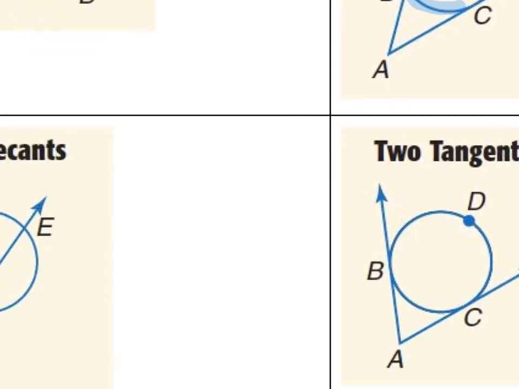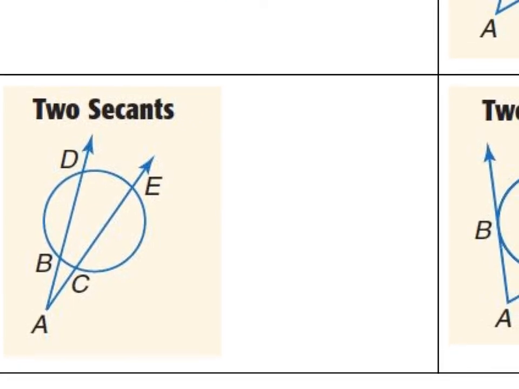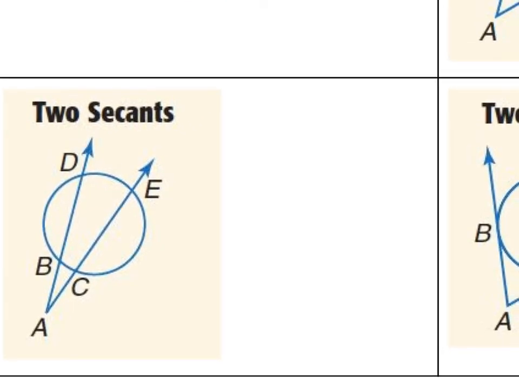So this same rule really is going to apply for 2 secants. You can probably guess just by looking at it that angle A is going to be 1/2 times our larger arc, which is DE, minus our smaller arc, which is BC. And once again, we are subtracting.